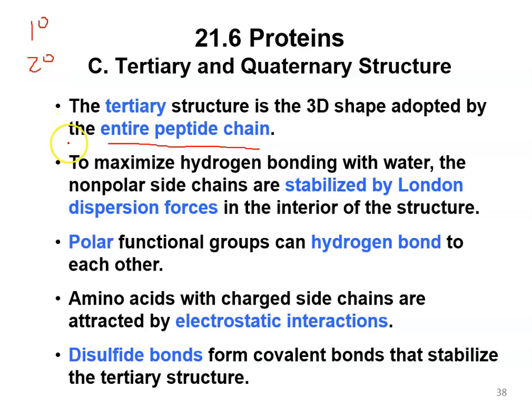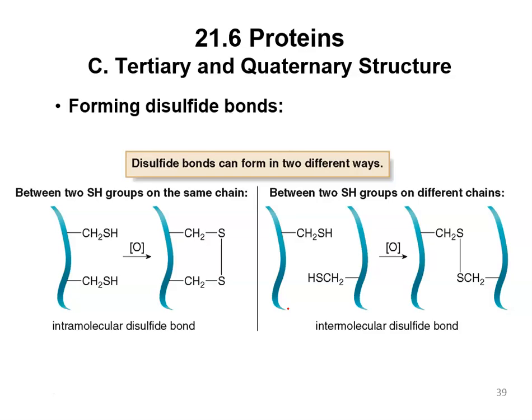Okay. To maximize hydrogen bonding with water, the non-polar side chains are stabilized by London dispersion forces. So if you have an alanine or a glycine, which are just very non-polar groups, they kind of interact with other non-polar groups. And polar groups interact with other polar groups through hydrogen bonding. Electrostatic groups hang out with electrostatic groups, and disulfide bonds form a disulfide bond.